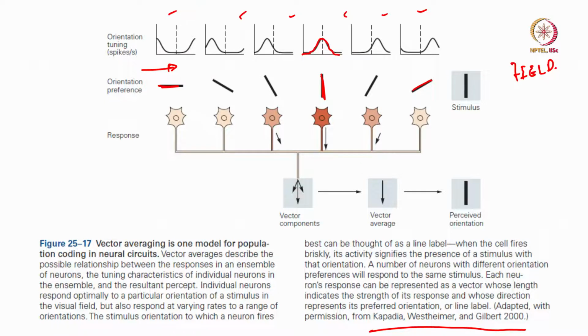So, I will again read this. Vector averaging as one model of population coding in neural circuits. Vector averages describe possible relationships between the stimulus orientation to which a neuron fires, which can be thought of as a line label. When the cell fires briskly, its activity signifies the presence of a stimulus with that orientation. So, orientation can be coded onto individual cell firing, and that is something very interesting.